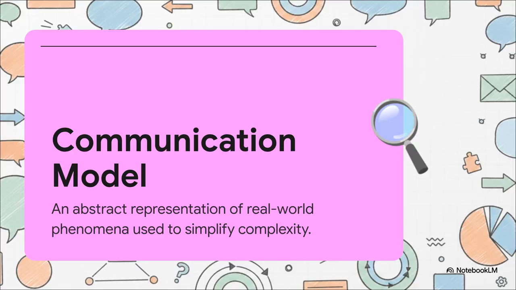We need to make a really vital distinction right out of the gate. What is the actual difference between a communication theory and a communication model? A theory is a conceptual analysis of events that's deeply grounded in extensive research. It's the heavy academic lifting. But a model? A model is an abstract representation of real-world phenomena. Think of models as our simplified blueprints.